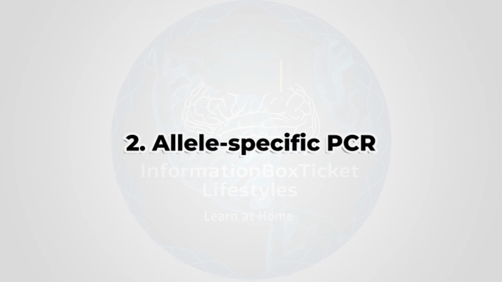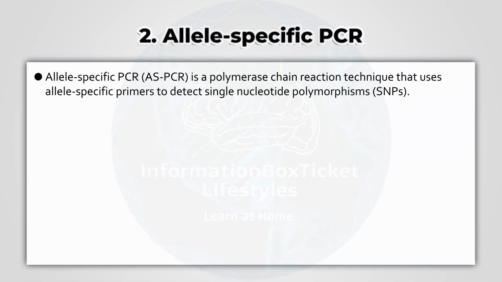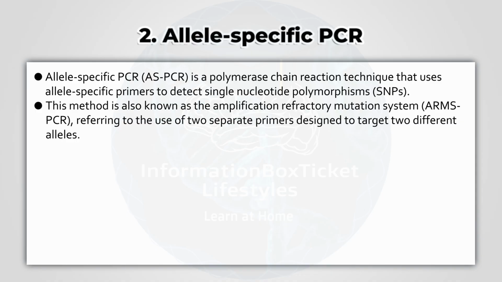2. Allele-specific PCR. Allele-specific PCR, AS-PCR, is a polymerase chain reaction technique that uses allele-specific primers to detect single nucleotide polymorphisms, SNPs. This method is also known as the Amplification Refractory Mutation System, ARMS PCR, referring to the use of two separate primers designed to target two different alleles.